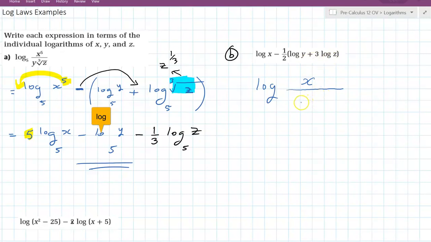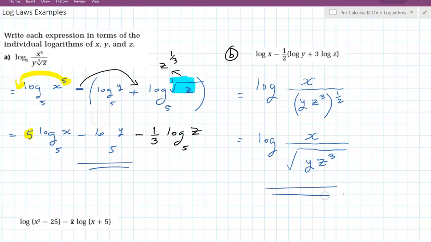So that would be y, and then the 3z is actually z cubed, but all of that to the exponent of half. Now you could have written it as log of x divided by square root of y z cubed. Those are exactly the same. It does not matter. Okay, that's log of x on top, and then the base is all 10. So that is your final answer for that.